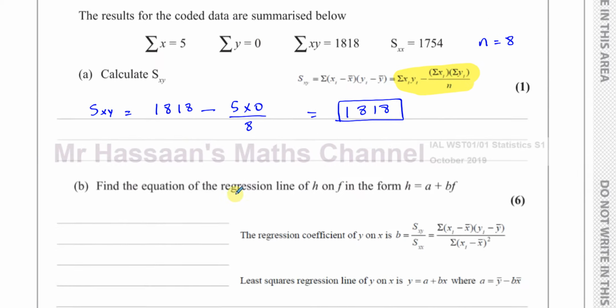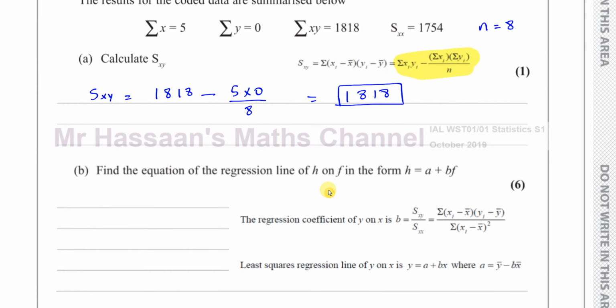All right, so here we have the information that we need right here. Now, we're trying to find the regression line of H on F, in the form H equals A plus BF. But because we have all the values in terms of X and Y, I'm going to find things in terms of X instead. So I'm going to find the regression line of Y on X first, and then find H on F.